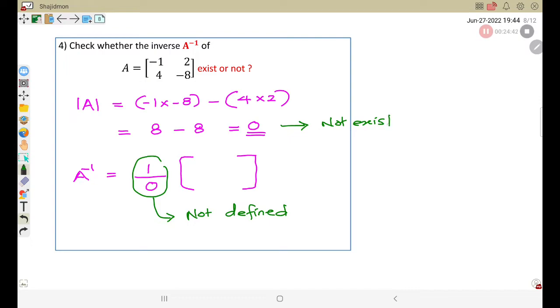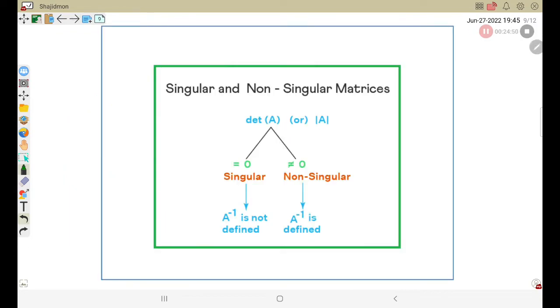Inverse does not exist. Directly from here itself we can write: inverse does not exist if determinant A equals 0. So this is the conclusion here. You remember singular matrix, which we just discussed in the previous section. If a matrix is singular or non-singular, what is the meaning? Singular means the determinant value will be 0. If non-singular, determinant is not equal to 0.